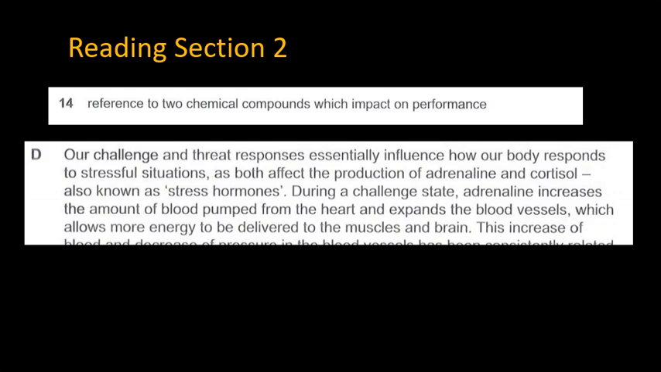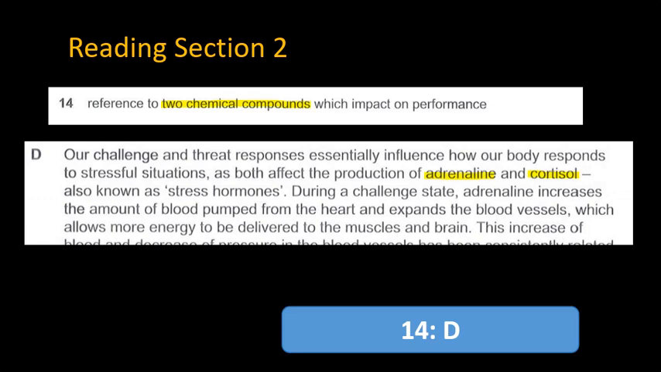Let's look at section D, or paragraph D of this section. And here we have a mention of adrenaline and cortisol. These are two chemical compounds. You may not have heard of these before, so it can be quite difficult to know that they are chemical compounds. However, it does say production of, they are stress hormones, and it then goes on to describe what they do, their impact on performance. So that is the right answer.